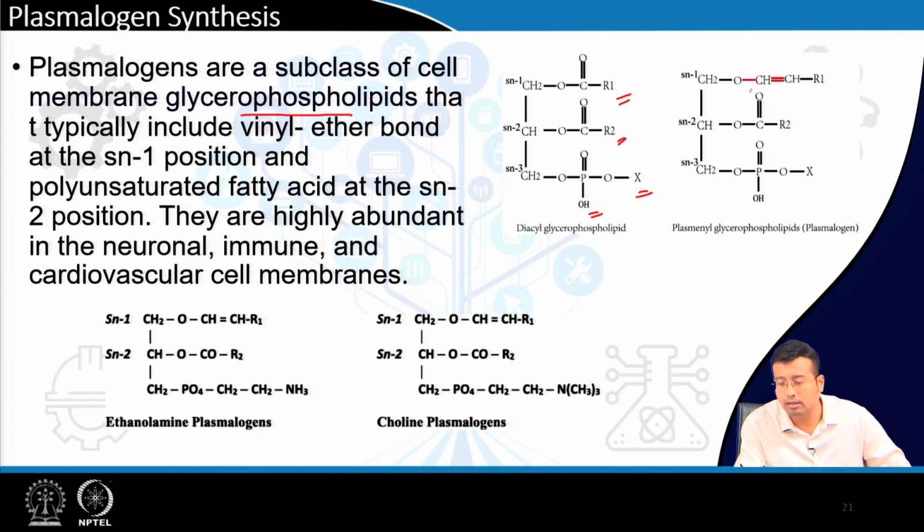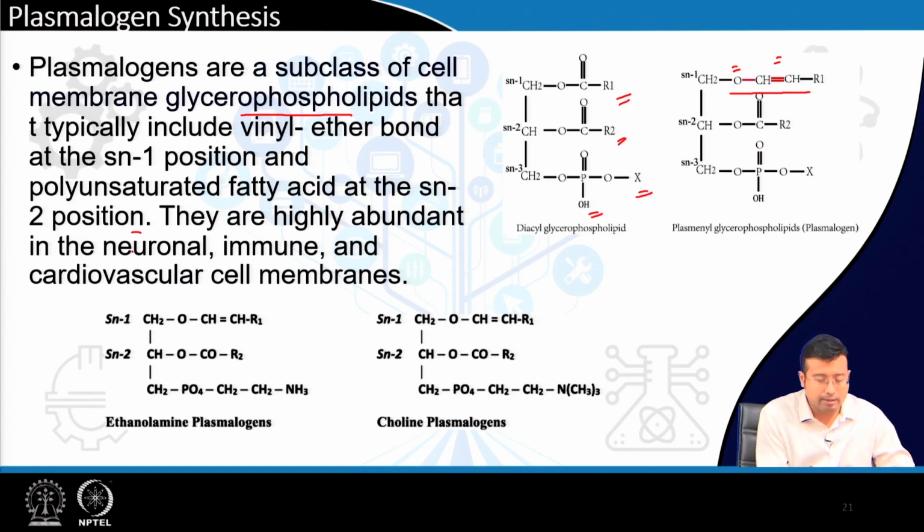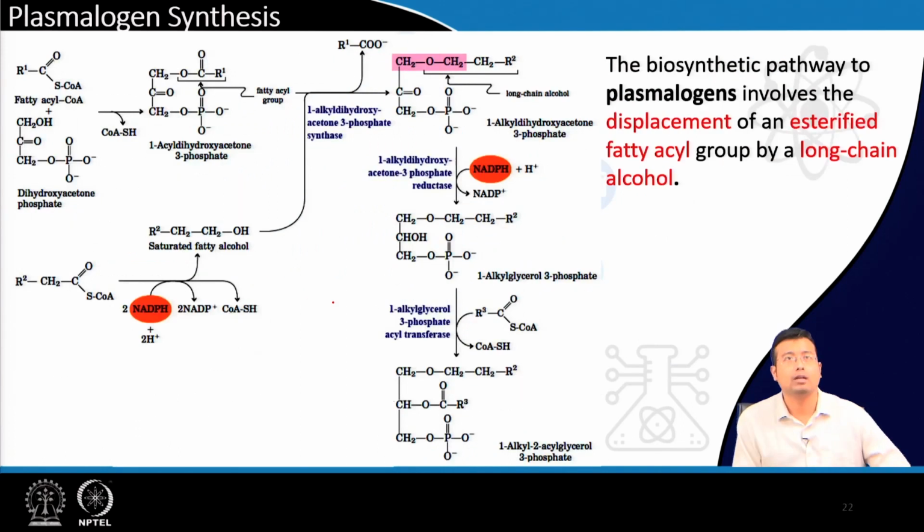The first one is a vinyl ether bond. So, there is an unsaturation and there is an ether bond C-O-C, right. So, this is the first position, and there is a polyunsaturated fatty acid present in the second position. Where the plasmalogens are used, they are highly abundant in neuronal, immune and cardiovascular cell membranes. Okay. So, let us see how plasmalogens are formed.